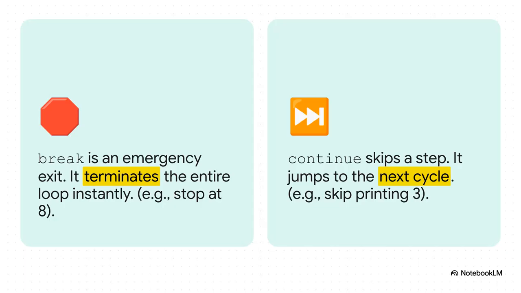And get this, programmers even have tools to change the flow from inside the loop itself. A break statement? That's like pulling the emergency brake. It stops the loop completely right then and there. A continue statement is a little different. It's more like skipping a song on a playlist. It just says, hey, forget this one, and jumps right to the next item in the cycle.